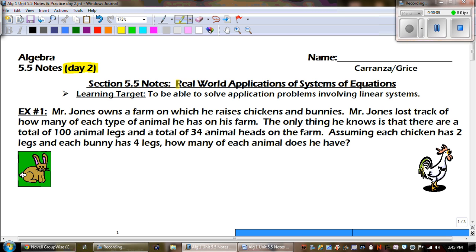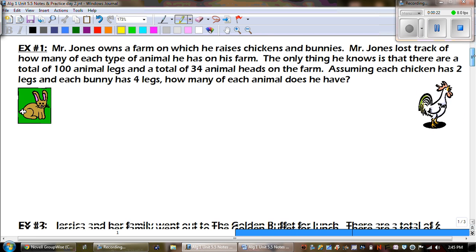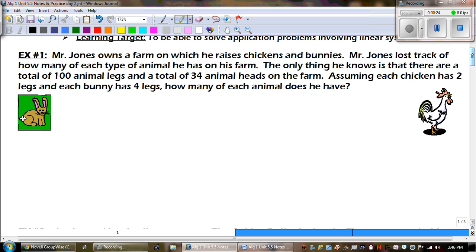Today we're going to be talking about real-world applications of systems of equations. Our learning target today is to be able to solve application problems involving linear systems. Now, if you need extra assistance, make sure to watch the Day 1 notes before you watch Day 2.